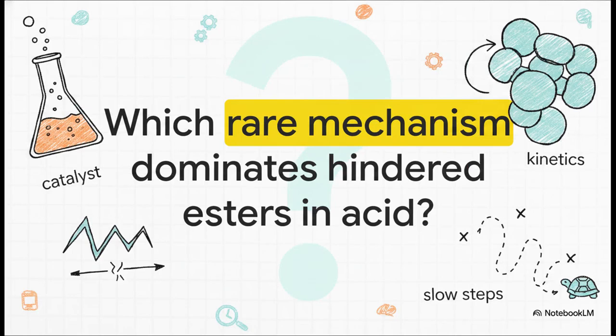So, I'm going to leave you with a final puzzle to test out your brand new code-breaking skills. If you were handed a highly sterically hindered ester and it was dissolved in concentrated sulfuric acid, which rare mechanism would you predict to dominate? Think about your catalyst, think about where it cleaves, and think about the kinetics forced by all that steric bulk. Stop memorizing, start understanding those slow steps, and best of luck on your organic chemistry journey.